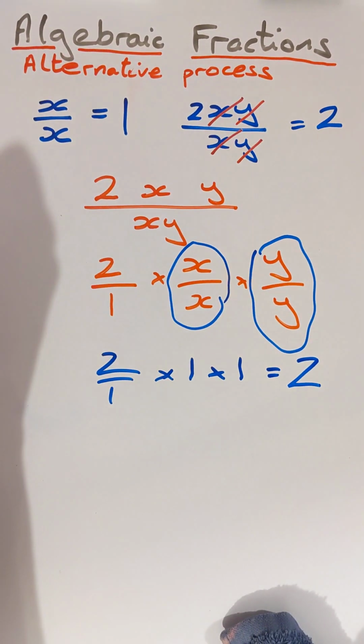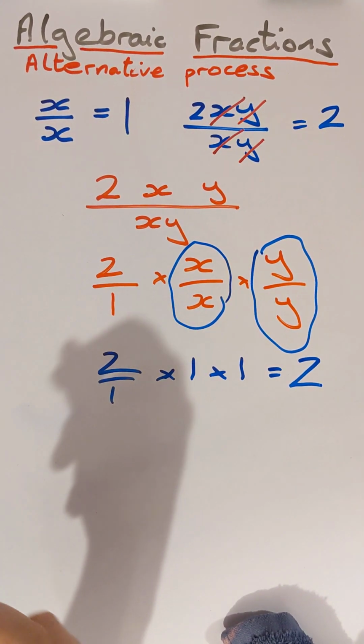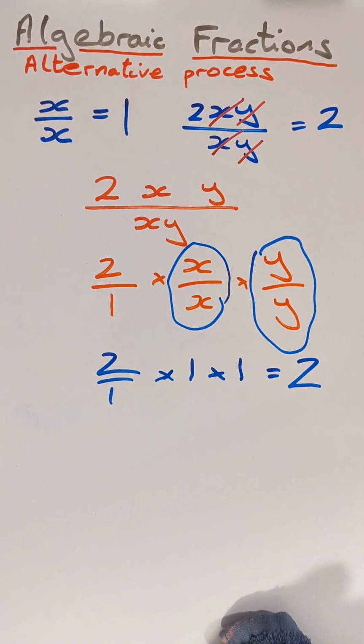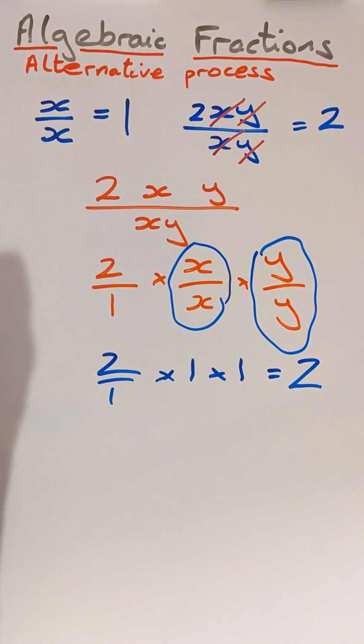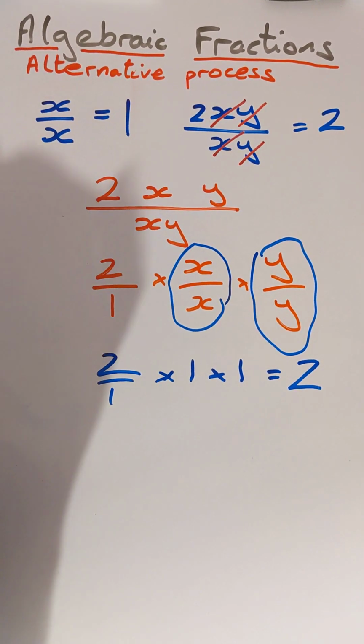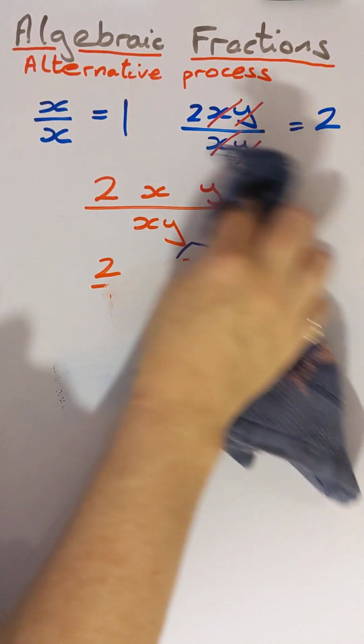Excuse my cat deciding to take a dive over the board. Doesn't like to be left out. Right, hopefully you're all quite comfortable with that. But this is the reason why rationalising the denominator works.